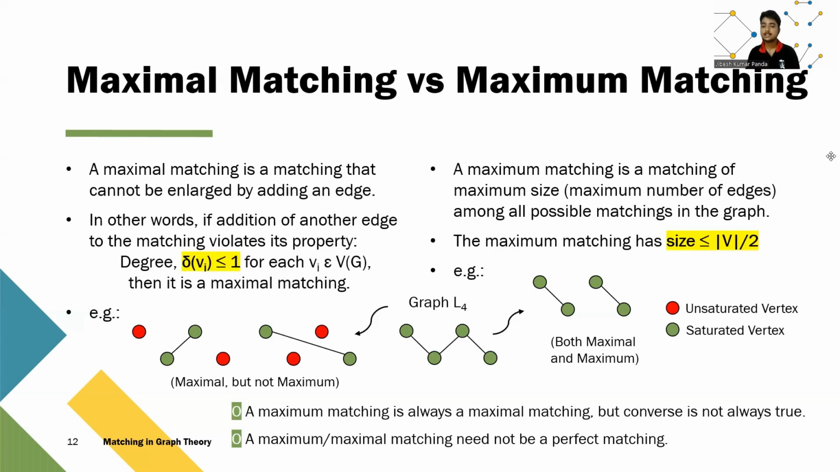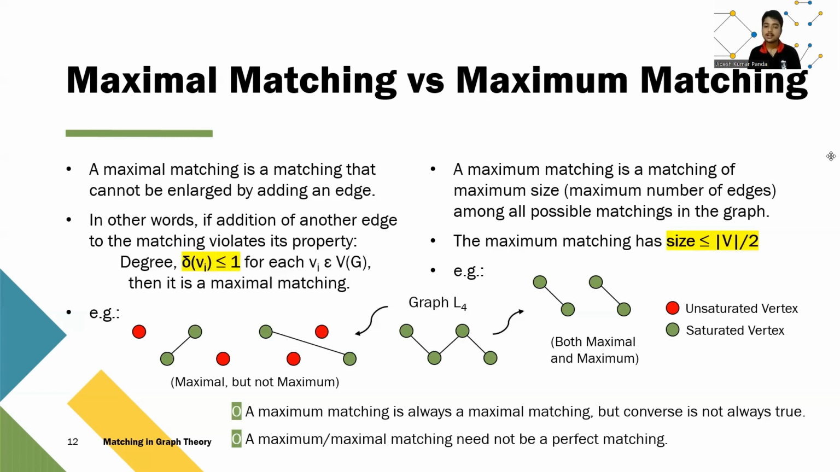So the maximum matching has size always less than or equal to the number of vertices divided by 2. As we have discussed, the graph should have an even number of vertices in order to have a perfect matching, and the perfect matching also contains a number of edges equal to half the number of vertices. So the maximum size of a matching will be the size of a perfect matching, that is n by 2. That's why the size is limited to less than or equal to n by 2.